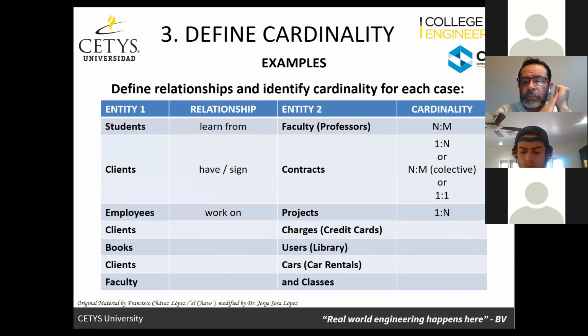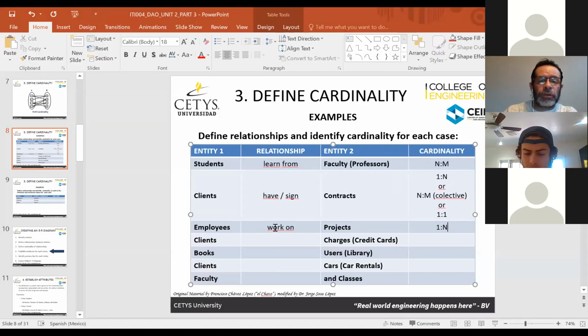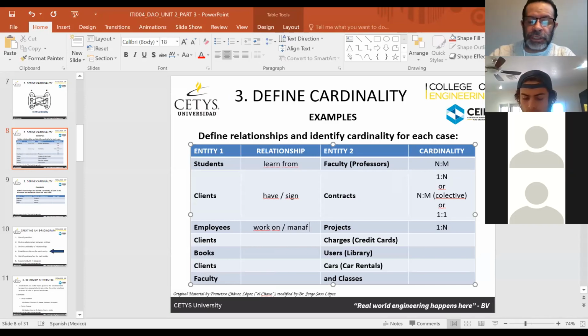Carmina, go ahead. My team and I put employees work on or also manage projects, and we put many-to-many, because a project can be managed or worked on by many employees, and employees can work on many projects. That could also be an alternative. So we could have employees work on a project, or another alternative is manage projects.